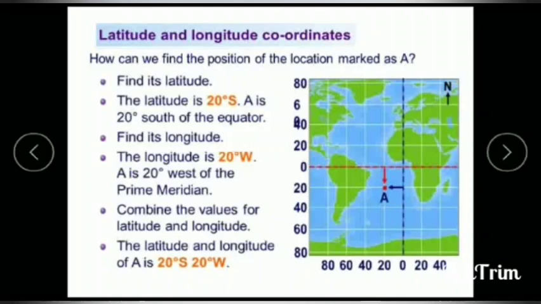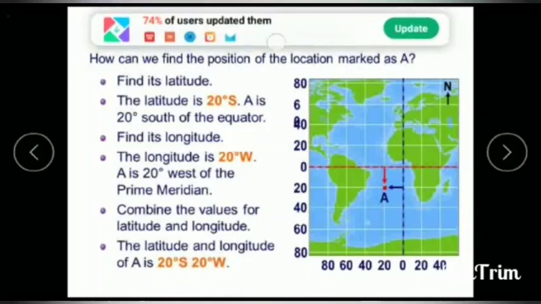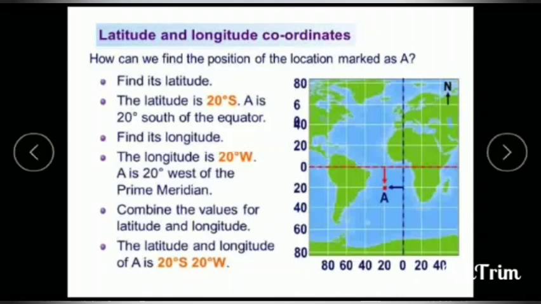When we combine both the values of latitude as well as longitude, the latitude is 20 degree south and the longitude is 20 degree west. So A is at 20 degree south and 20 degree west. Now please note, this is very important: whenever we write, we always write latitude first and after that we write longitude.